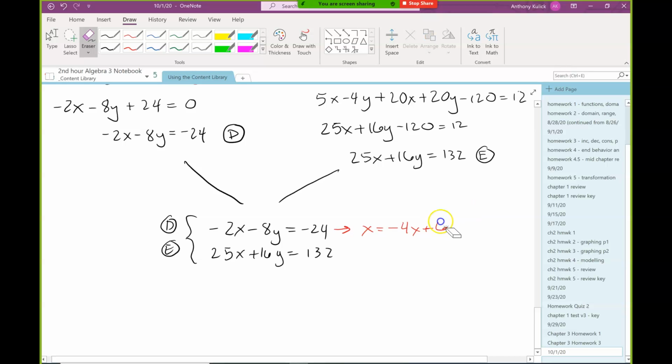Oops. And then I'm going to go ahead and take that value for x and substitute it into E. Oh my goodness gracious, guys. Look what I did. That is supposed to be a y.